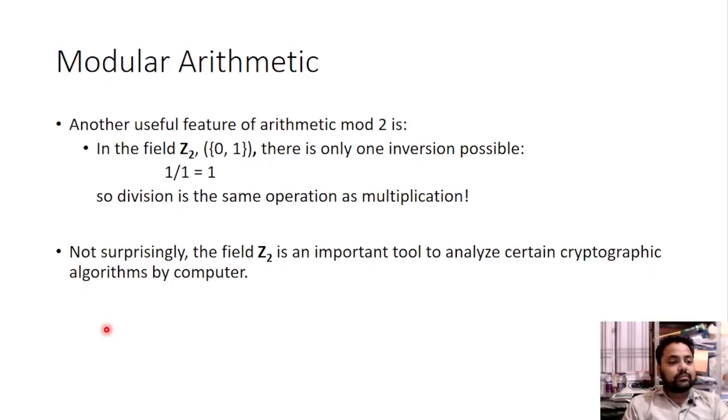Another useful feature of arithmetic mod 2 is that in the field Z2, 0 and 1 are the elements. There is only one inversion possible, 1 by 1 equals 1. So division is the same operation as multiplication, and the field Z2 is an important tool to analyze certain cryptographic algorithms by computer. We will not discuss this point because it is for the applied part, and here we are discussing only the basics of modular arithmetic, not the application in the field of computers. But it is important to understand that there are large applications of modular arithmetic.